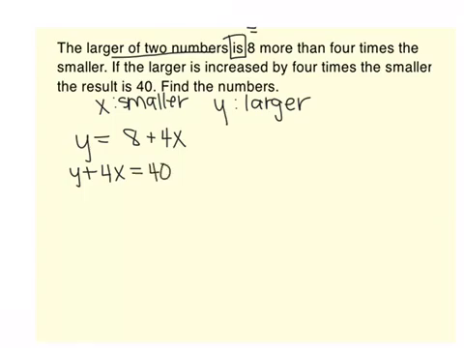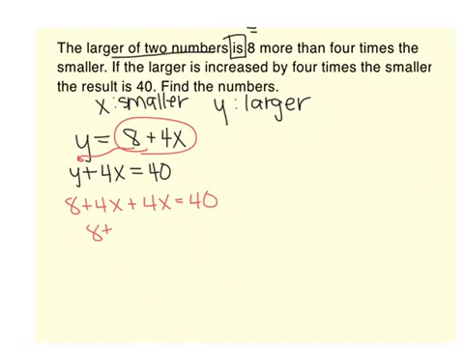So I already have one of these in a y equals, so I'm going to take this and plug it in for the y value. So I'm going to end up with 8 plus 4x plus 4x equals 40. And now we're just going to solve for x. So 4x and 4x gives me 8x. Subtract 8. So 8x equals 32. Divide by 8. X is going to equal 4.